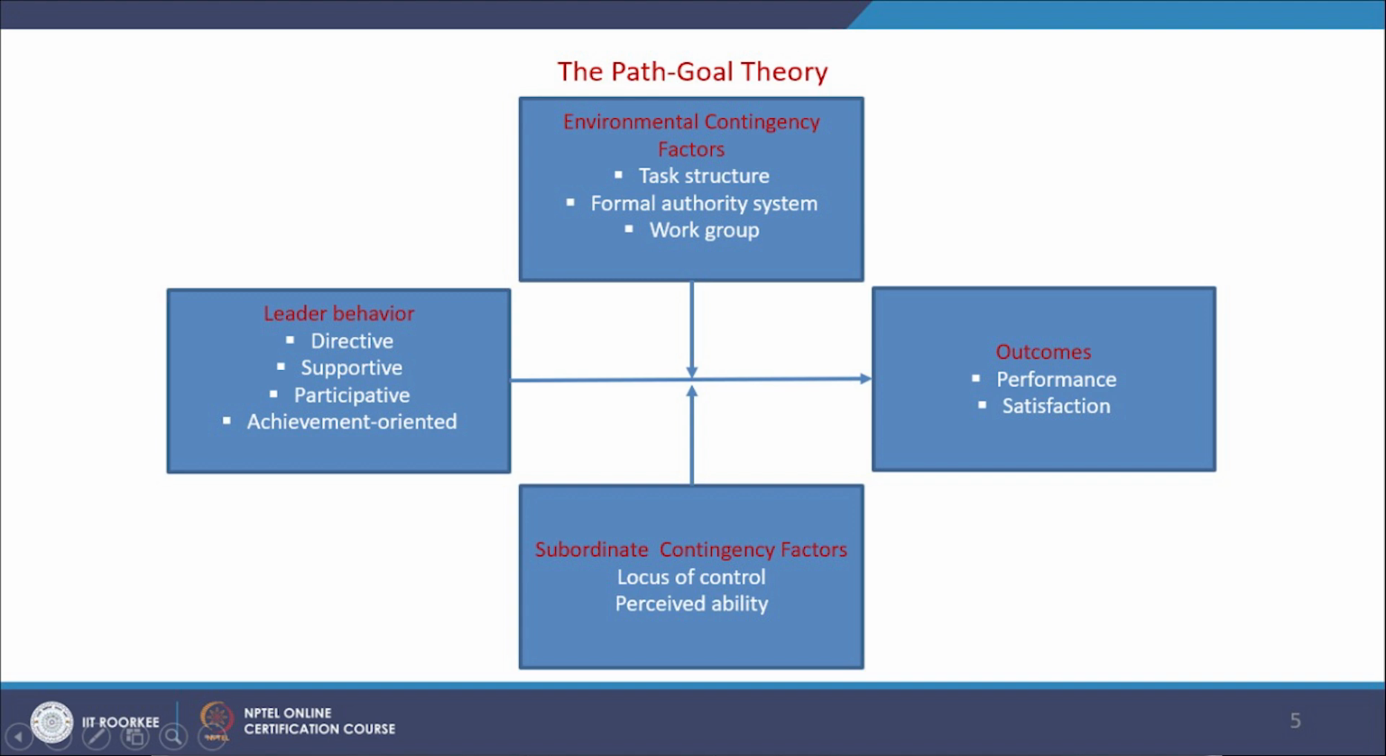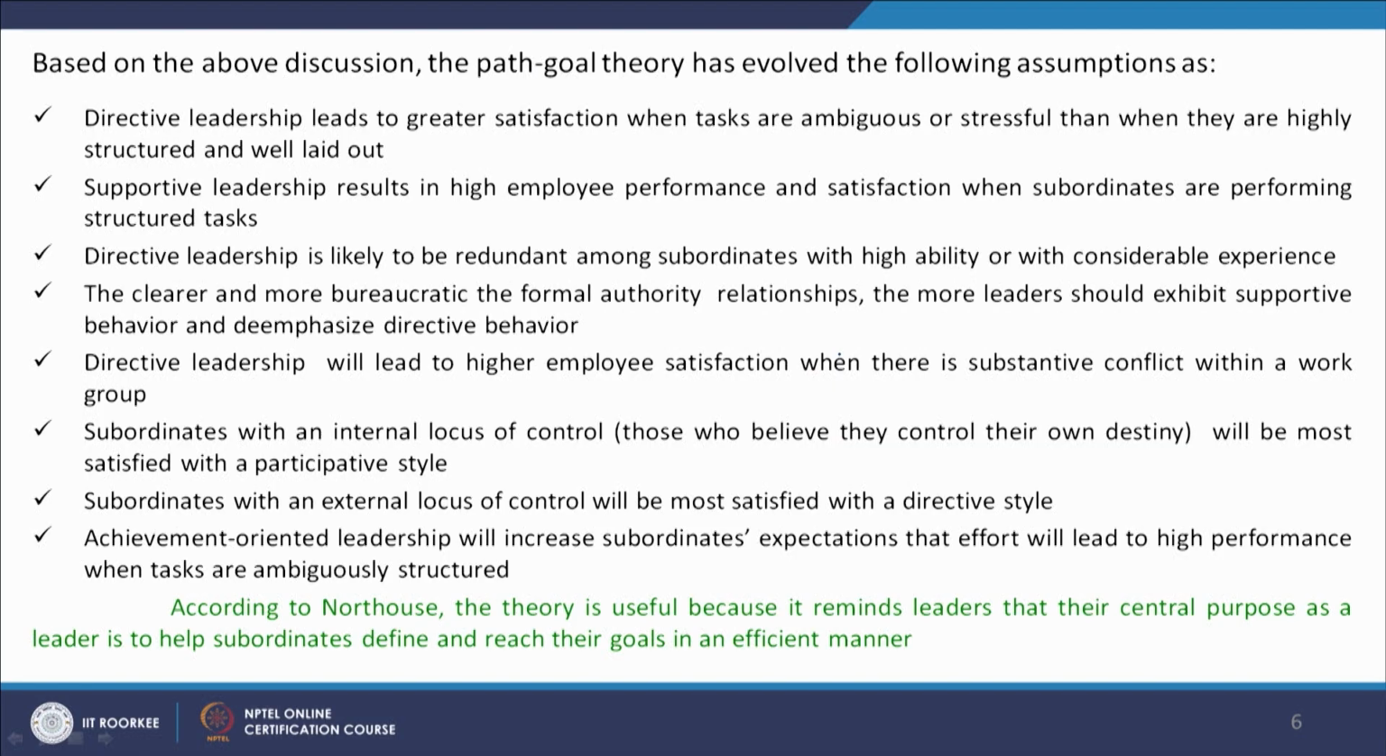But at the same time, if I continue my discussion based on this diagram, then every leadership style also has its own significance. Based on the situation, which leadership style will lead to what kind of outcome has also been identified by House. The first is directive leadership, which leads to greater satisfaction when tasks are ambiguous or stressful than when they are highly structured and well laid out.